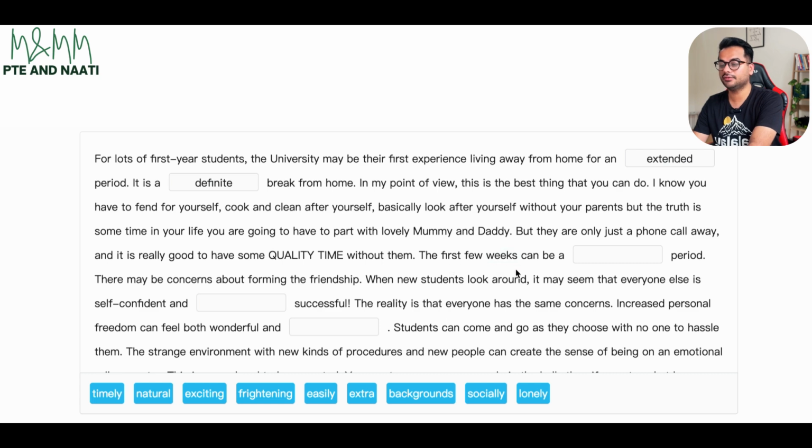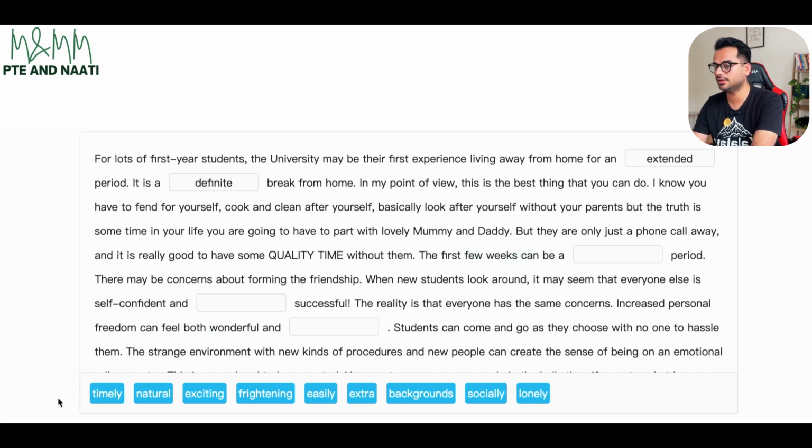And that is, the first few weeks can be a dash period. So, but they are only just a phone call away. It is really to have some quality time without them. So talking about parents, the first few weeks can be a dash period. There may be concerns about forming the friendship. So we need a negative word over here. Again, we need an adjective, like what kind of period, but need a negative kind of word because the next sentence that they have is negative.